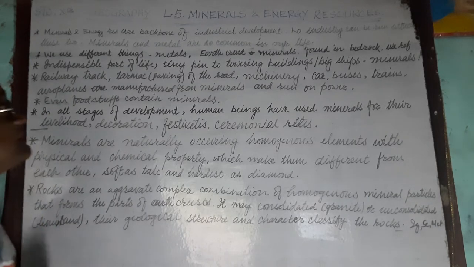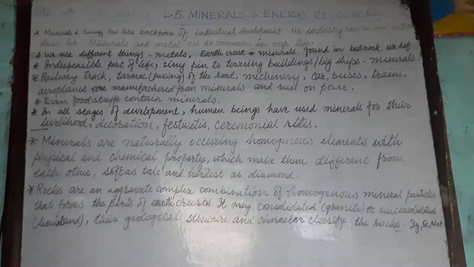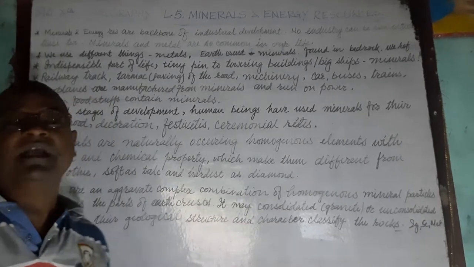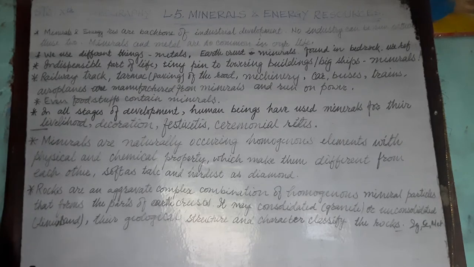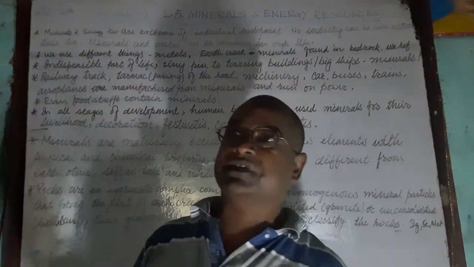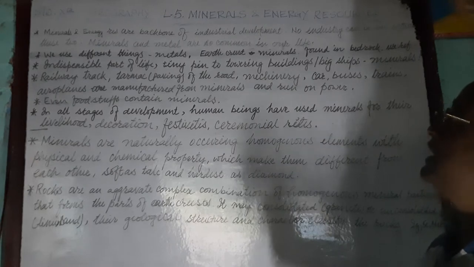Minerals and metals are so common in our life, in ancient life or in modern life, we can't avoid the mineral resources. In this life, we utilize different utensils, and utensils are made up of minerals and metals, and we use nails, and they are also made from minerals. So minerals are indispensable parts of our life, and we can't throw these minerals out of our life. So it is very, very important.